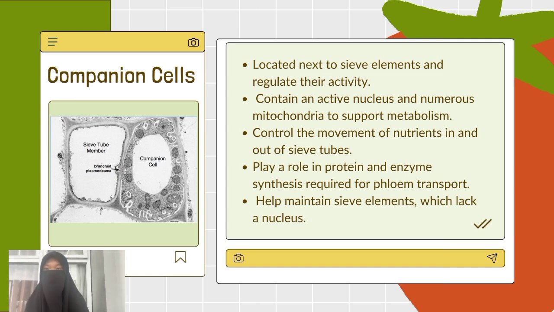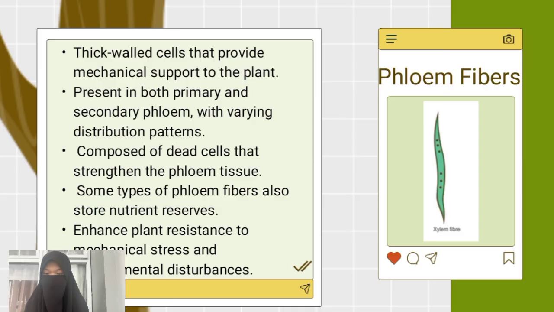Okay, now we talk about companion cells. Companion cells are located next to sieve elements and regulate their activity. Contain an active nucleus and numerous mitochondria to support metabolism. Control the movement of nutrients in and out of sieve tubes, and play a role in protein and enzyme synthesis required for phloem transport. Help maintain sieve elements, which lack a nucleus.